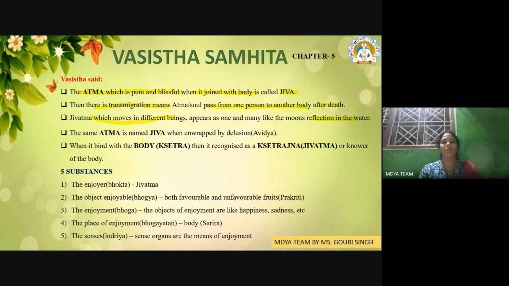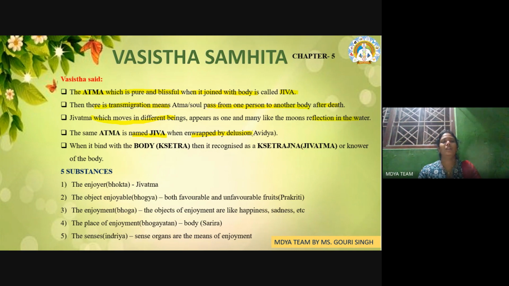The same Atma is named Jiva when enwrapped by delusion. Why is it called the Jivatma? Because when the Atma is mixed with the body, automatically some avidya, some delusion, arises, so that he forgets the pure essence of the soul. Due to avidya, he binds himself with different activities and actions, and he forgets the pure essence of the Atma.